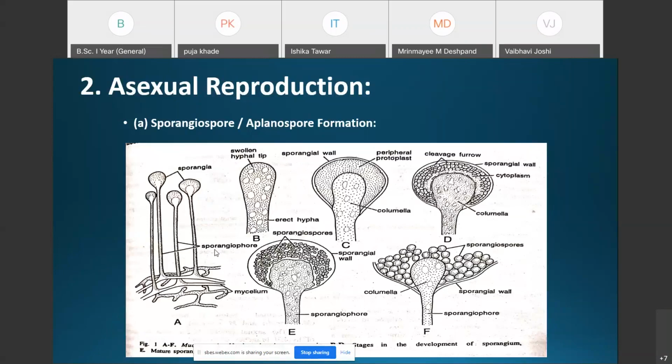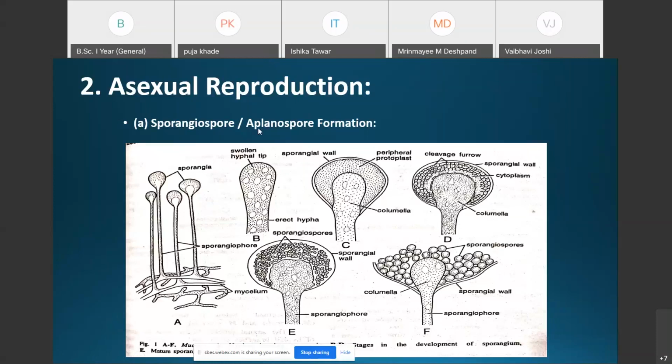Then the tip of the sporangiophore. Here you can see how exactly the sporangia develop. The tip of the sporangiophore swells; this is the swollen hyphal tip. That aerial hypha's tip gets swollen because it accumulates a large amount of cytoplasm along with a large number of nuclei.